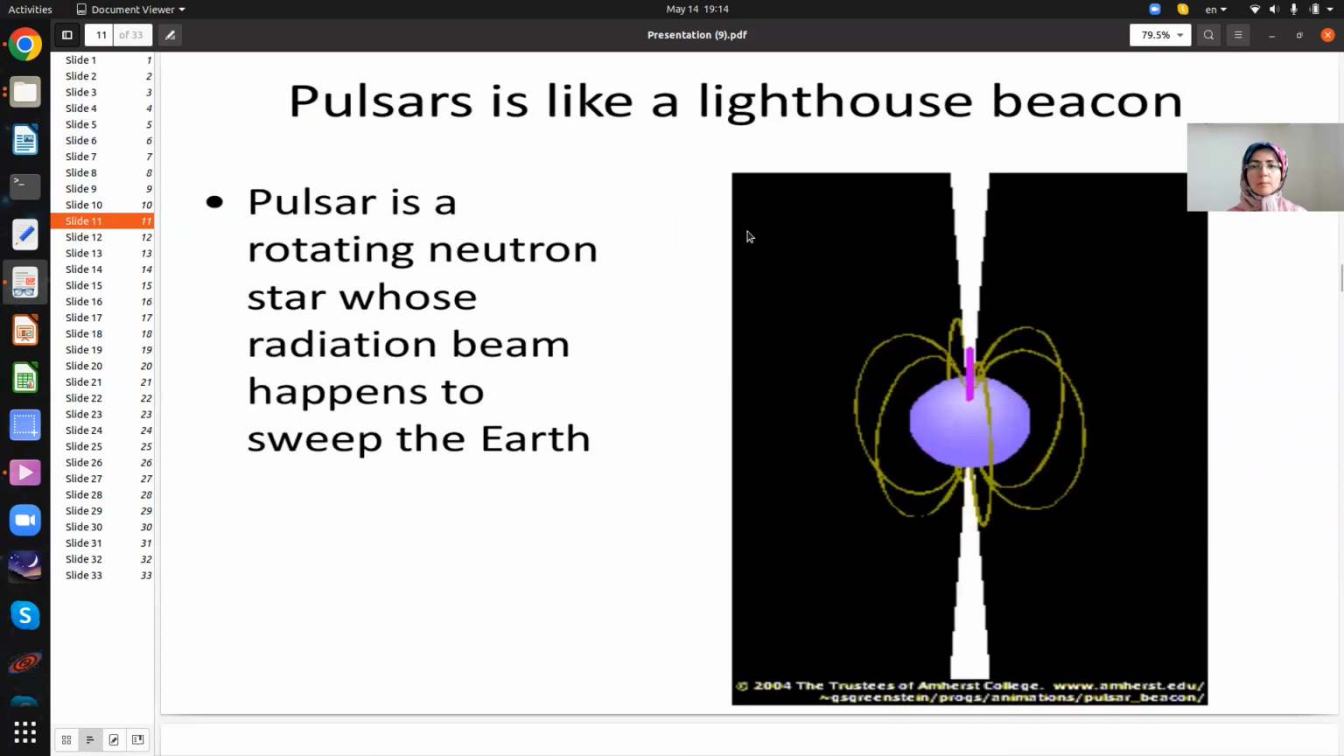A pulsar is like a lighthouse beacon, as you see here. A pulsar is a rotating neutron star whose radiation beam happens to sweep the Earth. And if we are in the line of the beam, we can detect the beam of the pulsar.